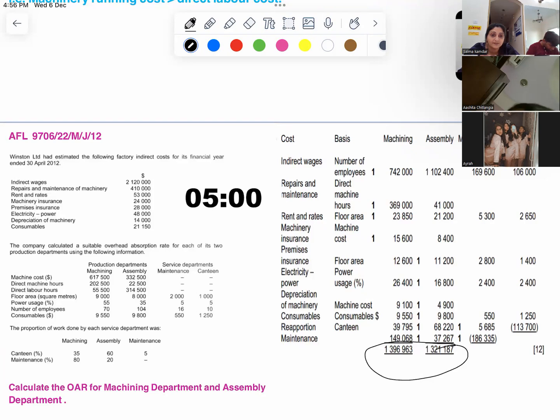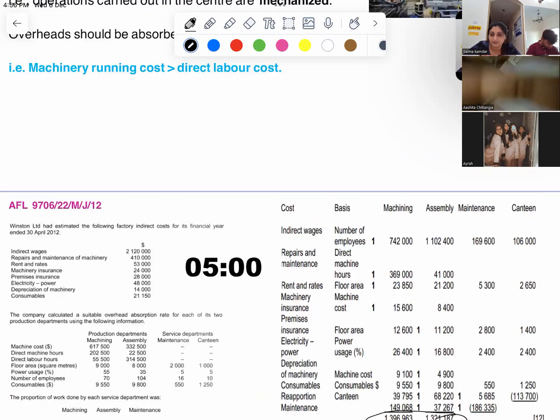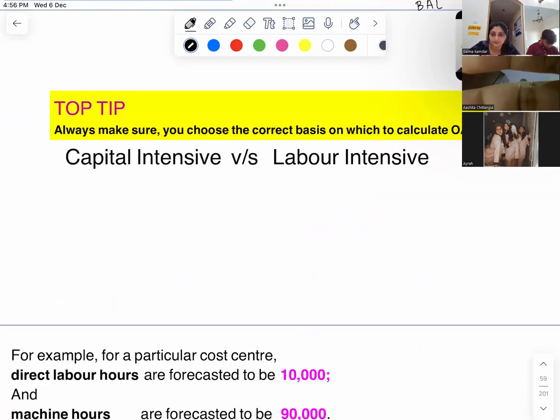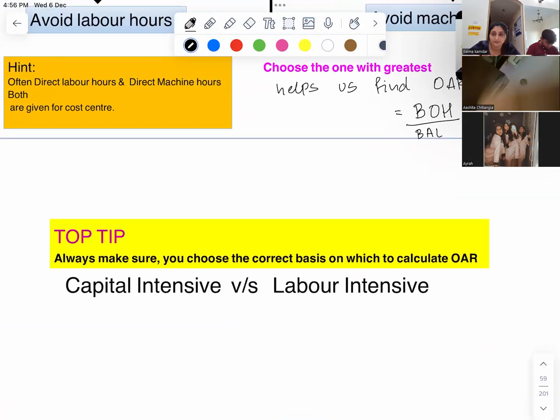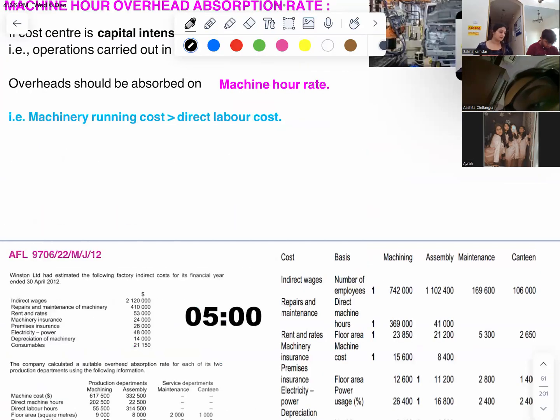One minute. Okay. Where did she go? One thing, find the OAR for me. I'm keeping it on pause. Ashita, go to that sum only.